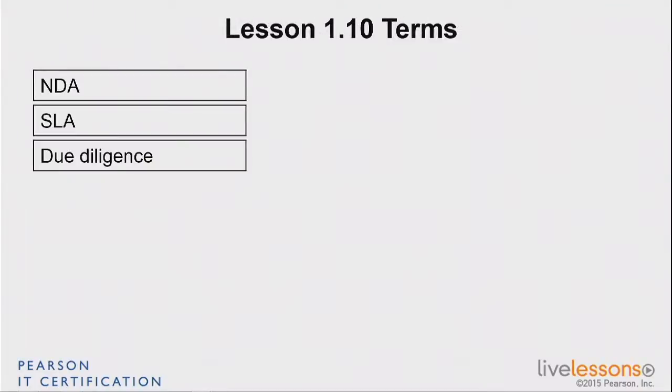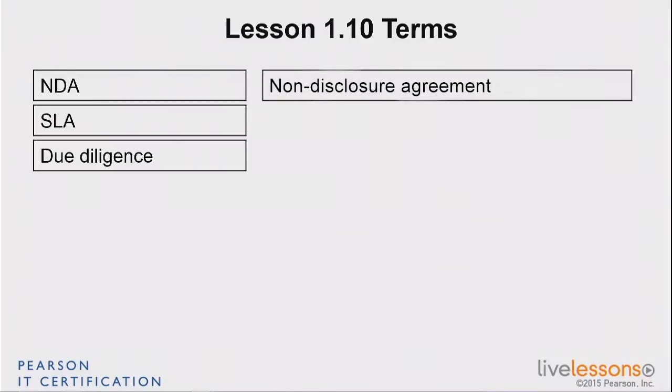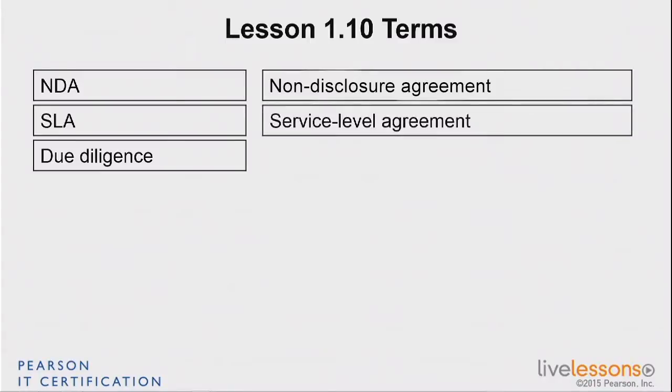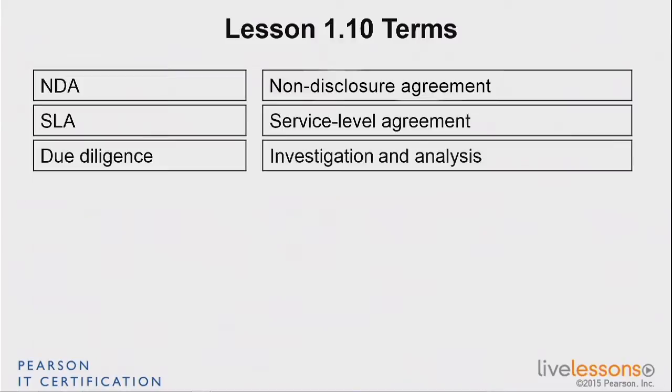Okay, let's take a look at lesson 1.10 terms. We have 3, NDA, SLA, and due diligence. An NDA is a non-disclosure agreement. That could be one way or it could be mutual, but it outlines the terms of what information is being shared, how it can be used, and oftentimes how that information should be destroyed at the termination of the agreement. An SLA is a service level agreement that includes all of the conditions of using the service for both the contracting party and the vendor. It also includes performance benchmarks and reporting metrics. And due diligence is investigation and analysis. So it's that continual investigation and analysis. I hope you got all 3.